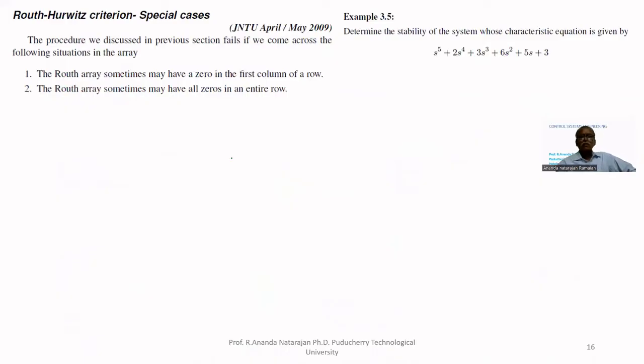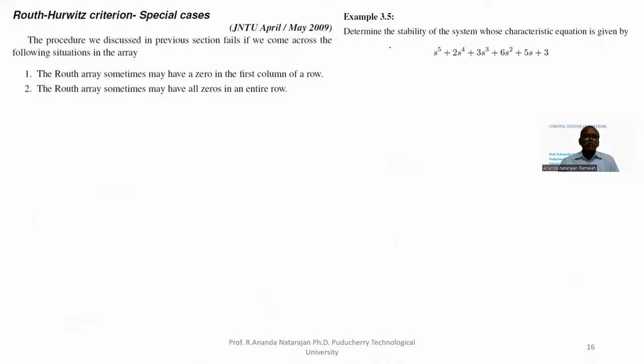So there is a procedure to find the location of poles, whether on the right hand side, left hand side, or on the j omega axis. For that, there is a criterion called the Routh-Hurwitz criterion. Let us see that. In the Routh-Hurwitz criterion, some special cases are there. If you proceed with the criterion, sometimes we may fail in the middle.